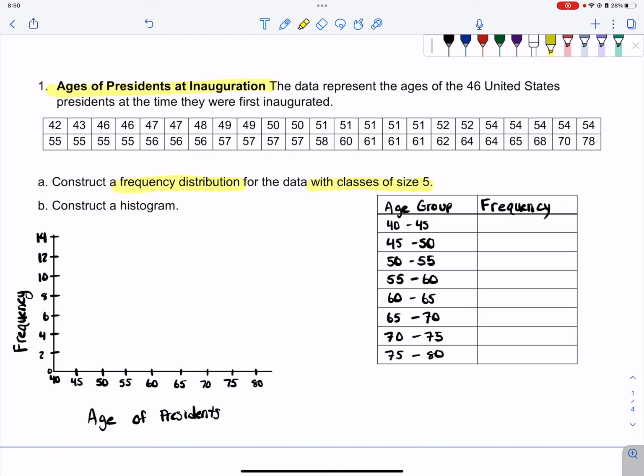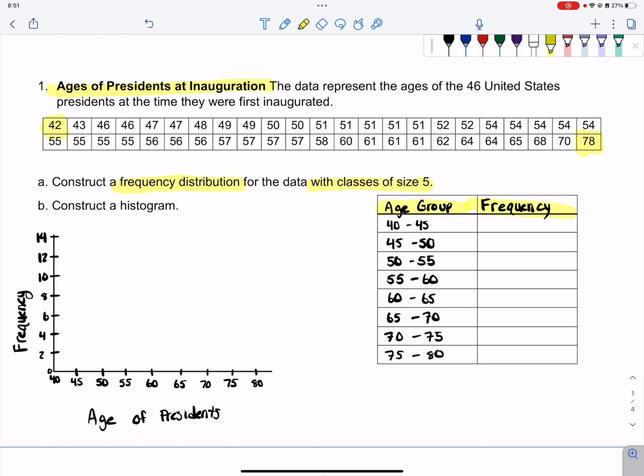So the first thing to get started here to create our frequency distribution is to set up my age groups and then count up the number of presidents that are in that age group. So if I didn't already have my age groups here listed out, I would need to figure out what they would need to be. So doing that, I would be wanting to take a look at my minimum and my maximum. So I see that my lowest is 42, my highest is 78, so I need to make sure that I include those in my distribution for the age groups, that it spans all of those ranges.